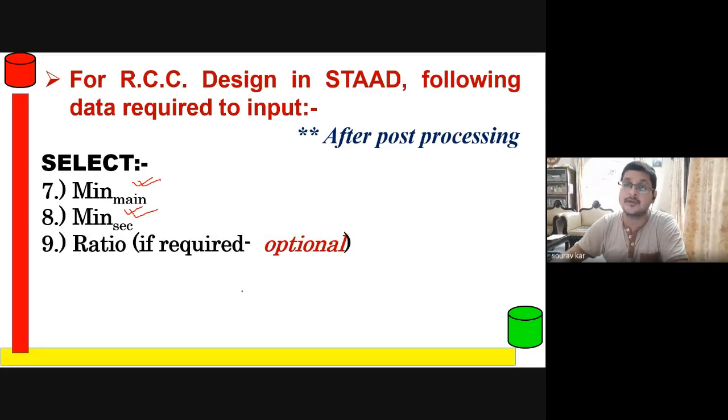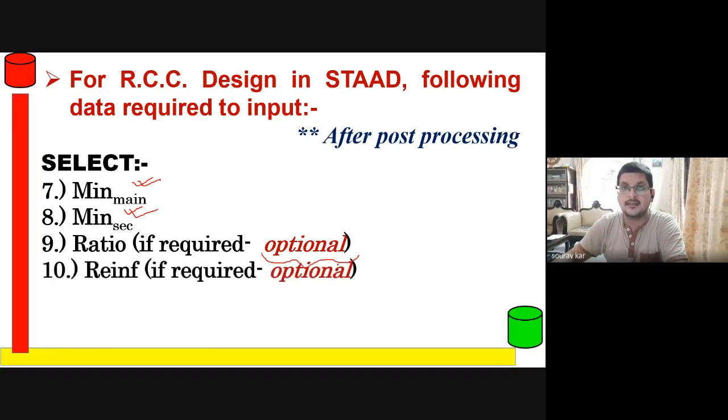Then the ratio, the percentage of longitudinal reinforcement, you can provide it, it is optional. No problem. Then RDINF, reinforcement. This option gives us the pattern of reinforcement, how we will put the reinforcement, whether it will be circular reinforcement or helical reinforcement for columns, or just hooks. What is the fashion of reinforcement? It can be optional. It depends on you. If you want to specify, you can put this option.